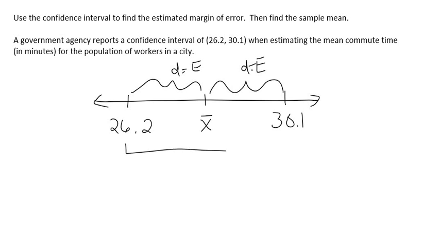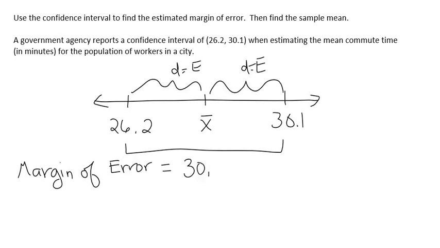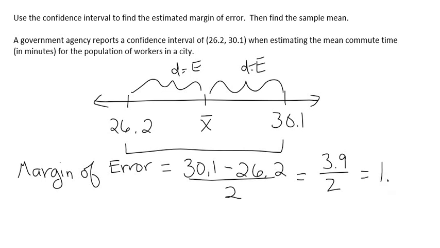So if I find the total distance between these two numbers and divide by 2, I'll find the margin of error. So I have 30.1 minus 26.2, and I'm going to divide this number by 2. That gives me 3.9 divided by 2, which equals 1.95. So the margin of error is 1.95.